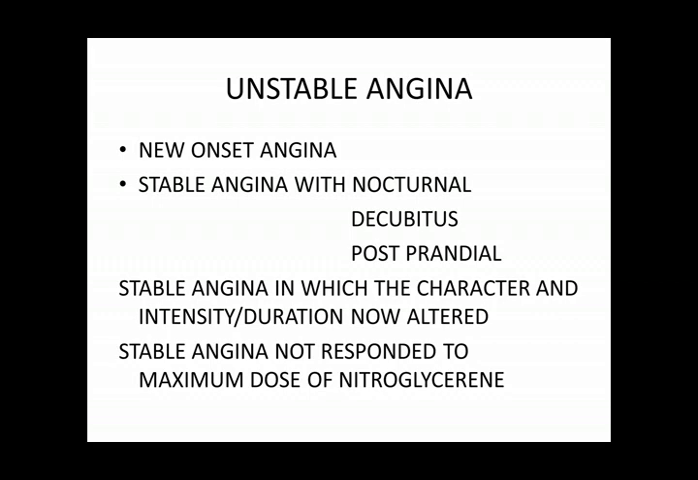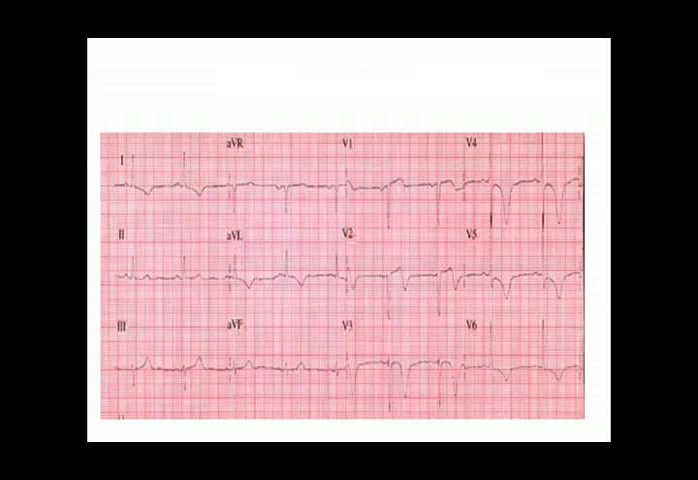Stable angina not responding to the maximum dose of nitroglycerin or isosorbide dinitrate: you give 1 tablet, 2 tablets, 3 tablets after 5 minutes, and there is no response, then it should be diagnosed as unstable angina. Atypical changes are seen: very wide T wave inversions in aVL, and in V3, V4, V5, V6, and enzymes are negative. This type of ECG associated with symptoms is known as unstable angina.